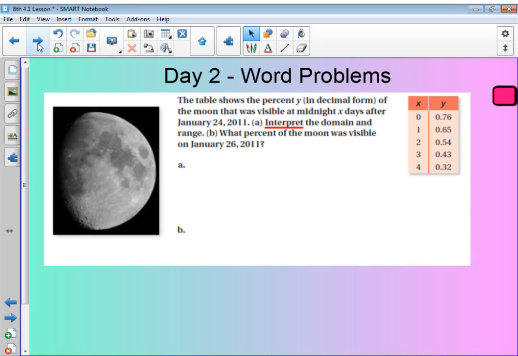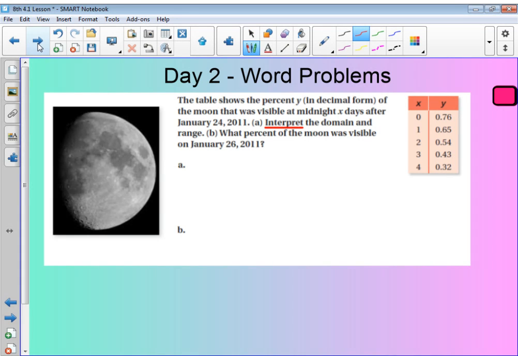So it says the table shows the percent y, in decimal form, of the moon that was visible at midnight x days after January 24th, 2011. Interpret the domain and the range. So if we interpret it, we're basically telling what the domain is. What do those numbers in the domain mean?